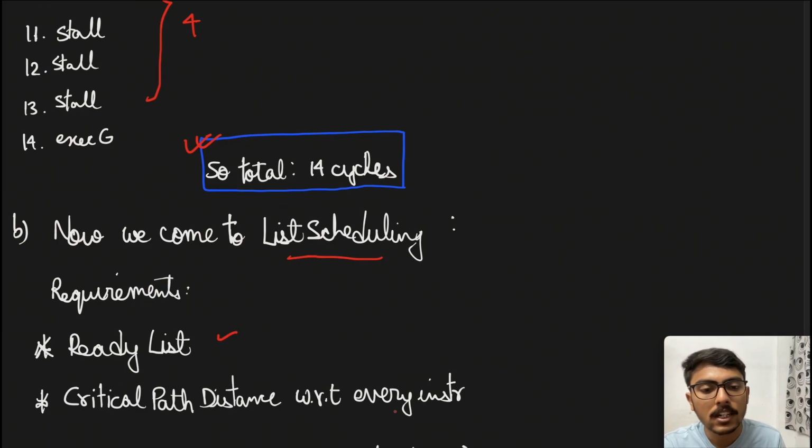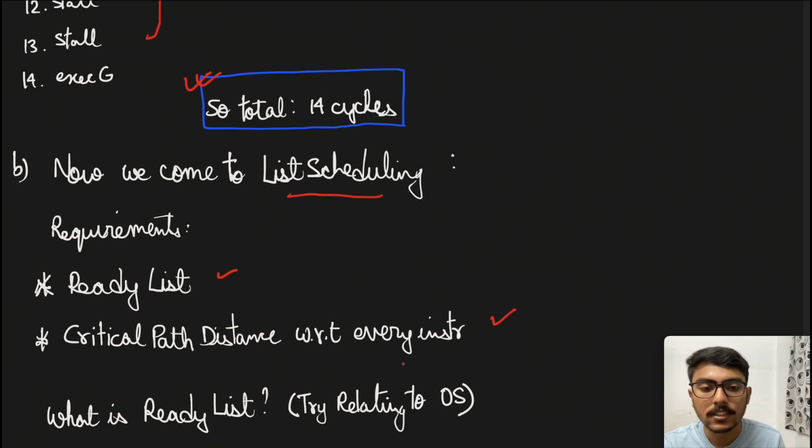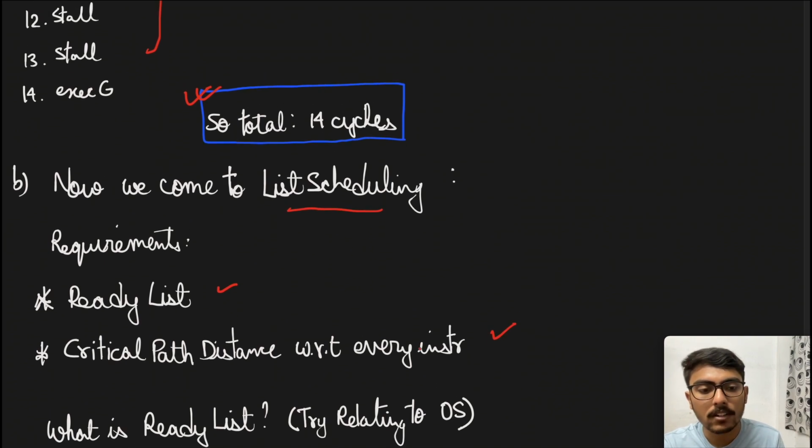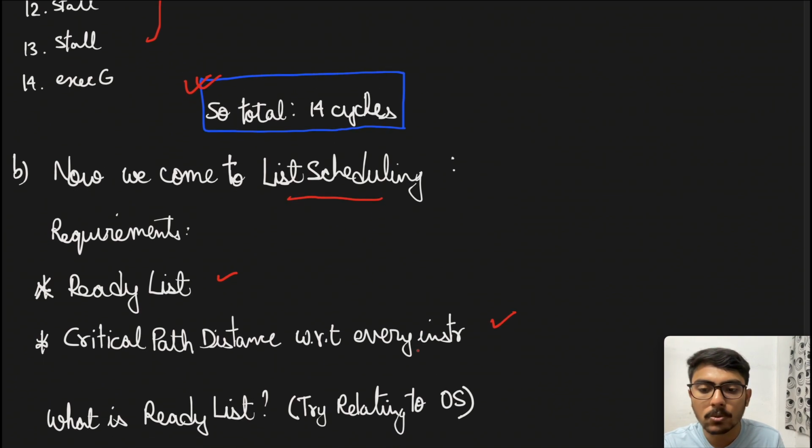So the first thing which we require is the ready list, and the second thing which we require is the critical path distance with respect to every instruction. If you are not familiar with these two terms, no issues, I will discuss them in detail, so just stick around. First thing is the ready list, right? Before I discuss what the ready list is, I want you to pause the video and try to think what could be a possible idea of a ready list. Try to relate it to operating systems, if you have gone through a course on it. So I'll just discuss it.